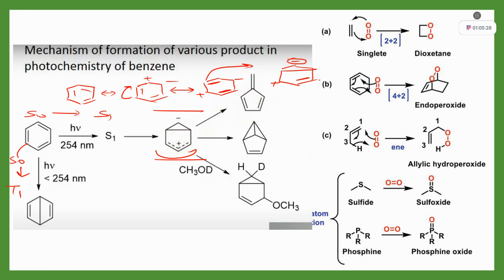Okay. Now from this zwitterionic form, you can get these two. How? This is your zwitterionic form, right? You can directly combine these positive, negative, and you will get this. And in the same way, on a rearrangement, you will get fulvene. This is your, sorry, not fulvene. This is your benzvalene.